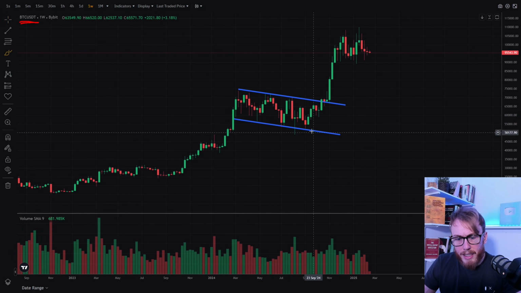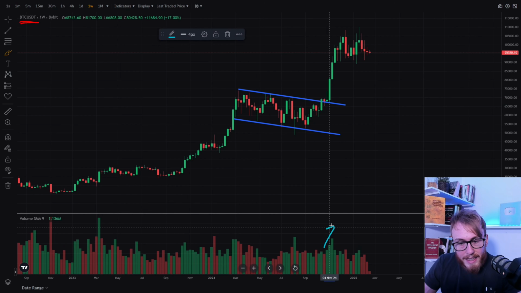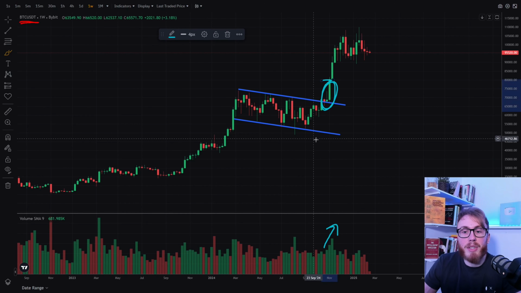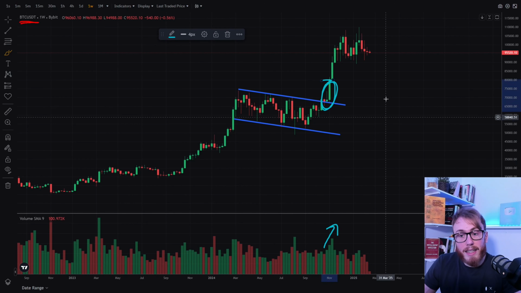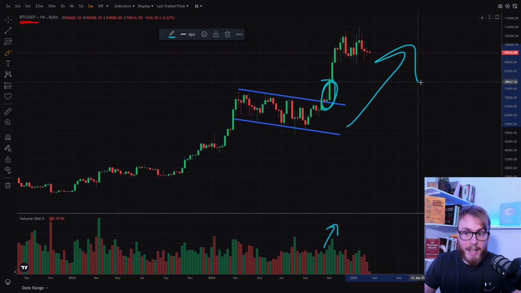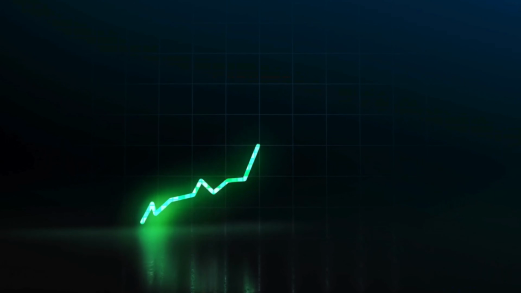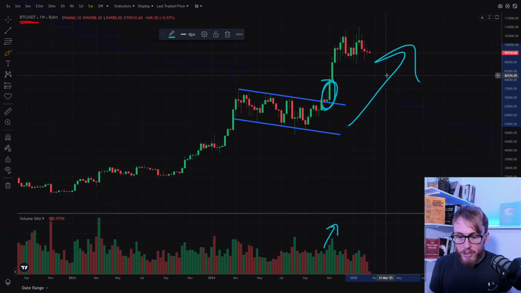One interesting thing we can see with the move when we broke above this pattern is that you can see the volume increased during this period. During these candles when we broke out, we actually saw increased volume, and that is another bullish sign, which makes it more likely that the price will continue up here. So that is one way you can use volume.